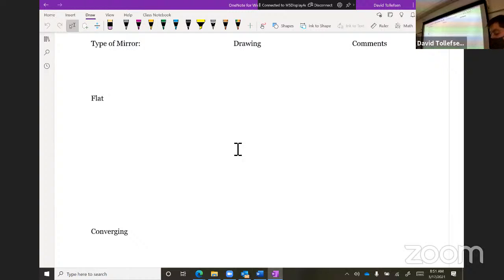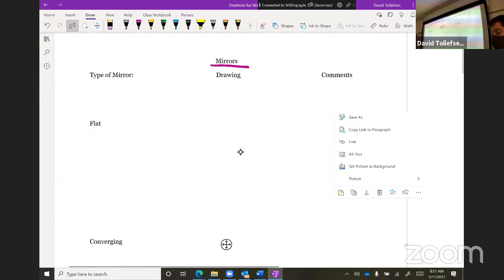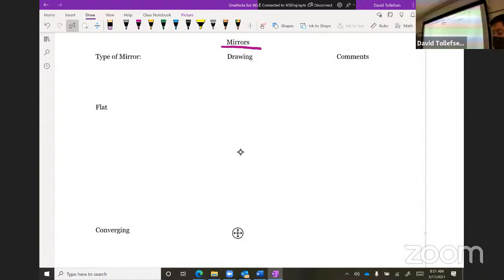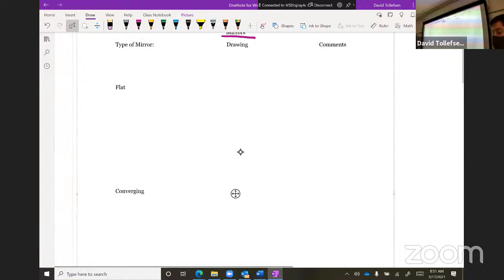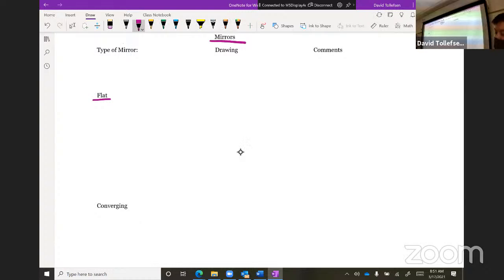All right, we're gonna talk about mirrors. There are 3 types of mirrors. A flat one just reflects the light straight back, right? So there's a flat mirror that reflects the light straight back. Mirrors follow the law of reflection.